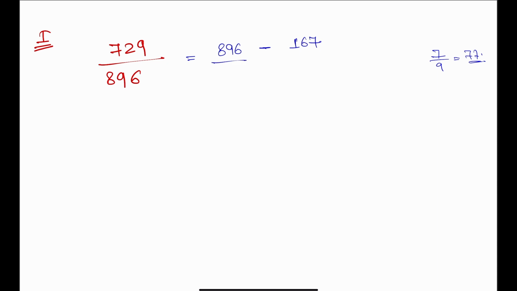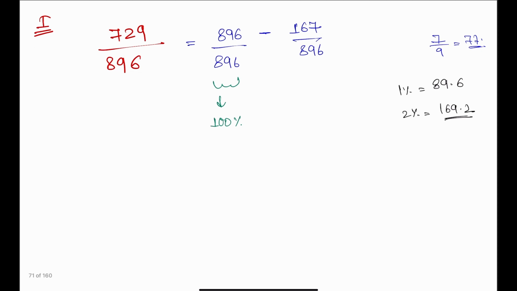167 upon 896. So as I know, this will be 100%, and here 1% is 8.96, 2% will be 16.9, 169.2, right? 169.2. Sorry, not 2%, actually 10%.